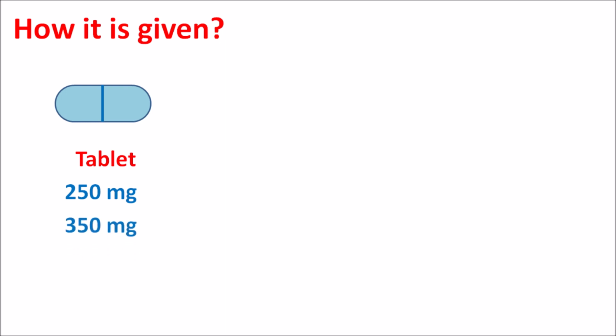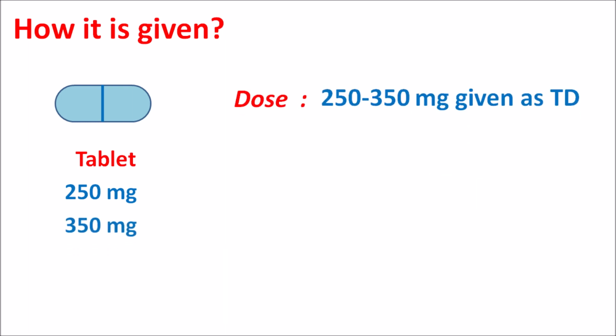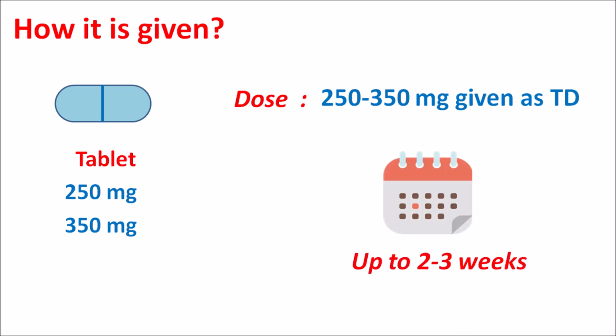How is it given? This drug is available as tablets at a strength of 250 mg and 350 mg. The dose is variable from 250 to 350 mg, given thrice daily. But the treatment should be continued for a short period. So this drug is given up to 2 to 3 weeks in order to control muscular spasm within the patients.